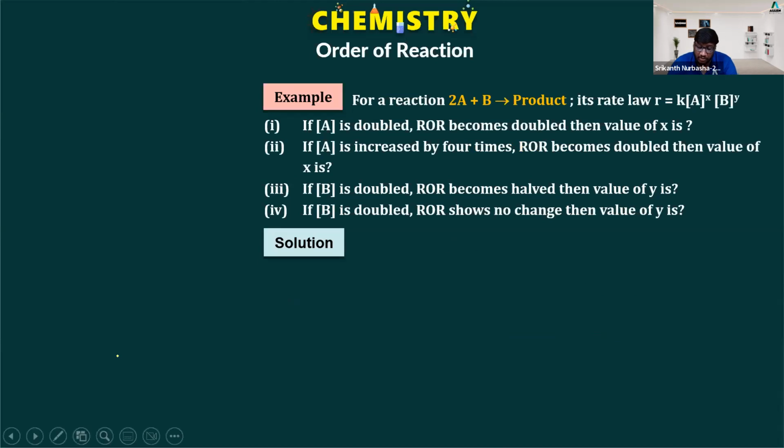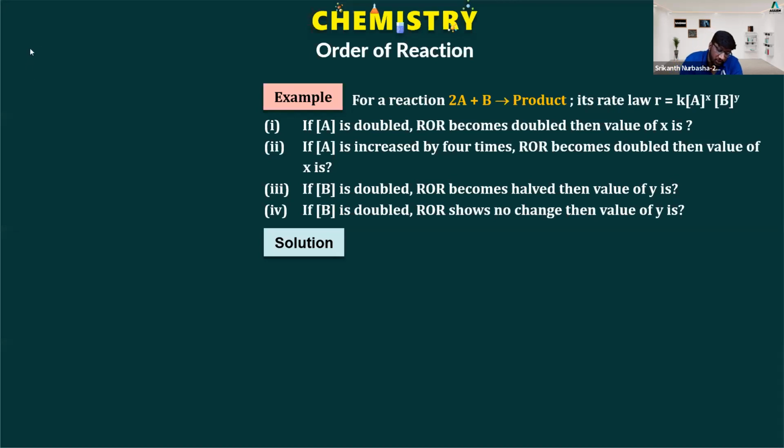Right, students, try to solve this question. For a reaction 2A plus B gives product, its rate law is R is equal to K into concentration of A whole power x into concentration of B whole power y. If concentration of A is doubled, rate of reaction becomes doubled, then what is the value of x?